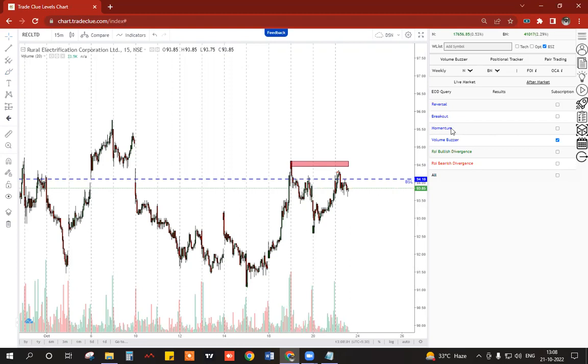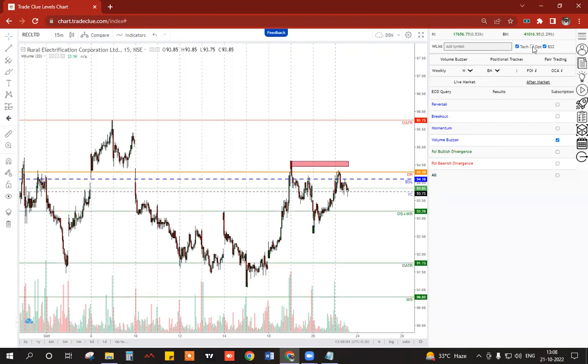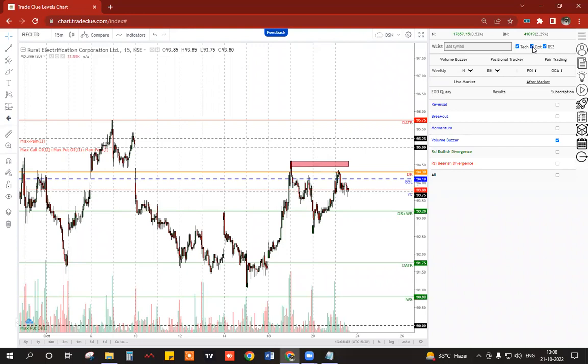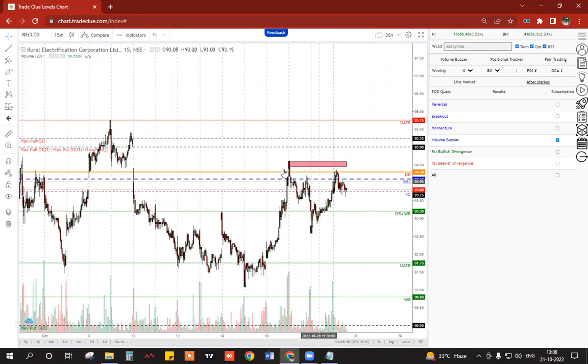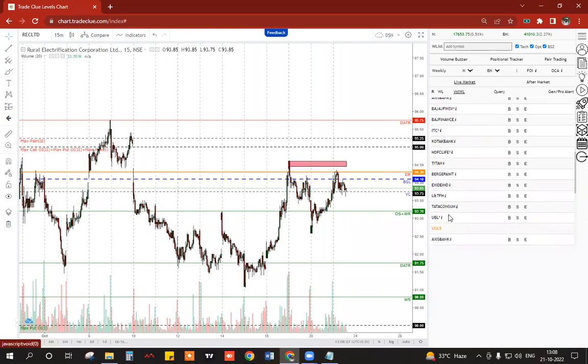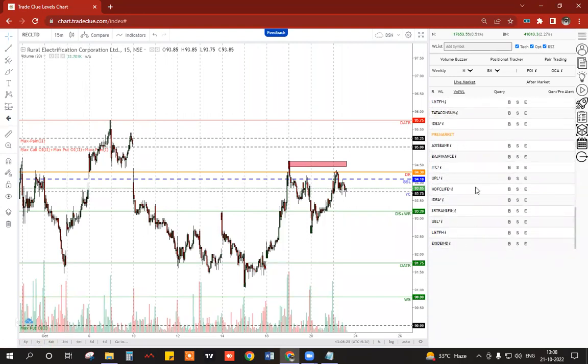If I enable the levels on my chart, all these levels and option levels, as well as the buyer-seller zone, that is the red and green bands, get updated by around 6 p.m. on an EOD basis. So for tomorrow, it will be updated by this evening itself. To select the volume buzzer stocks, I'll first come to the aftermarket volume buzzer scanner, and then we'll go to the pre-market volume buzzer and see how to check it.